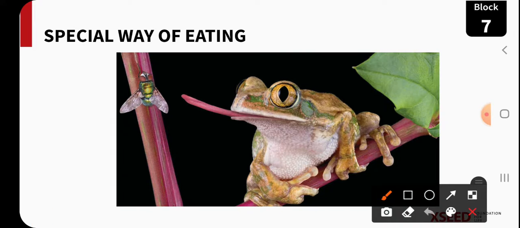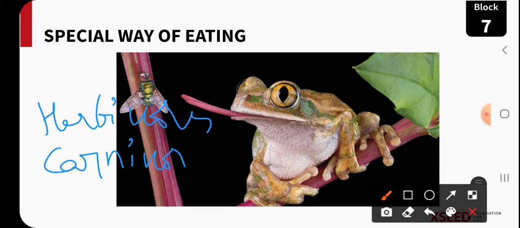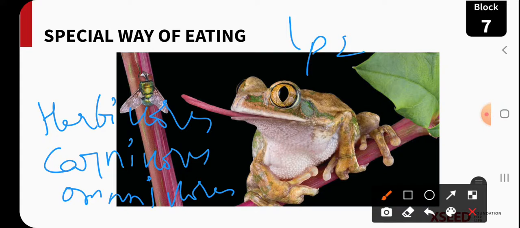Initially in LP1 we came to know about different types of animals based on eating habits: herbivores, which eat only plants, carnivores, which eat only flesh, and omnivores, which eat both plants and flesh as their food material. In LP2 we came to know that as these animals with different eating habits are there, the teeth present in them are also different, and how the different varieties of teeth are helpful to the animals for easy intake of food material.